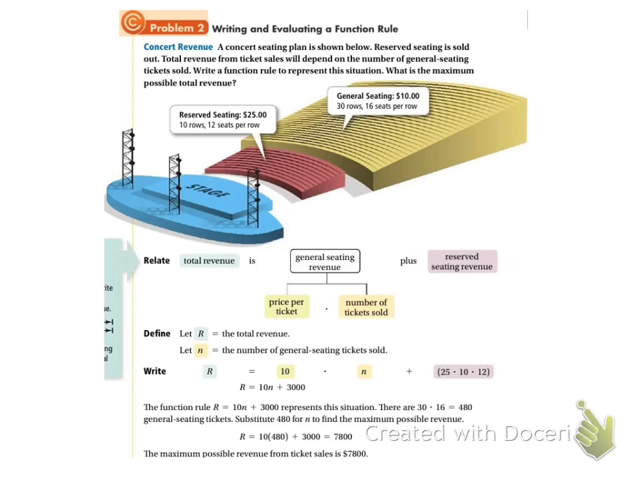And then they wanted to know, what is the maximum possible total revenue? So if they sold out all these tickets, then they would have their maximum revenue, or the amount of money that they make. So there's 30 rows and there's 16 seats. So we do 30 times 16, which is 480. So there's 480 seats in there. So if all those seats were sold out, that'd be 480 times 10. And then we add that 3,000, and you get a total revenue of 7,800.